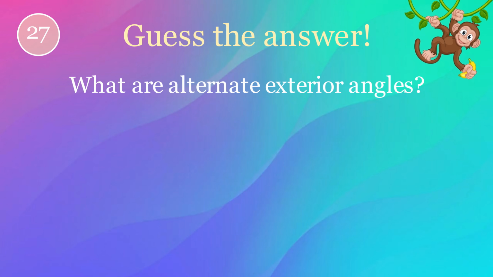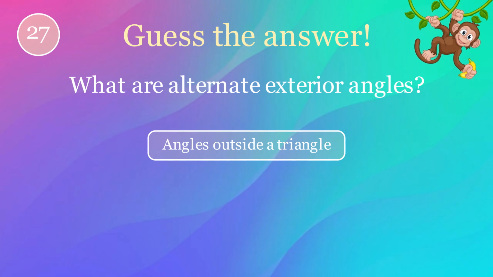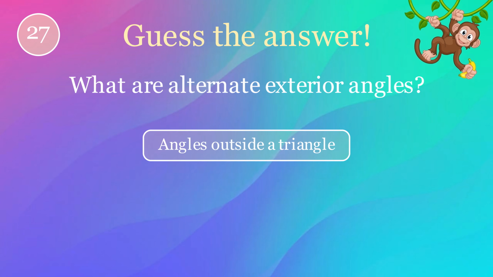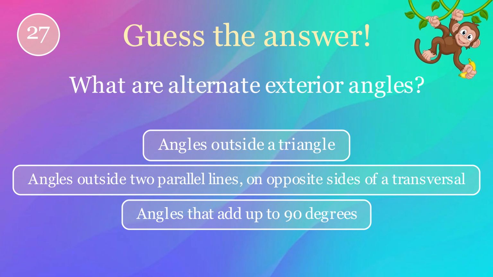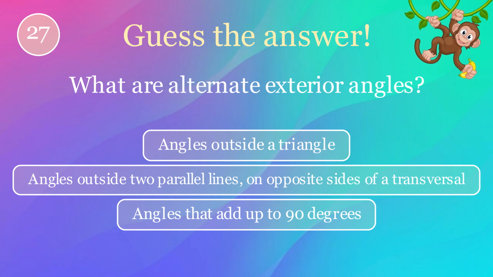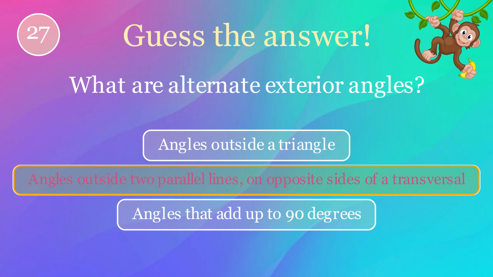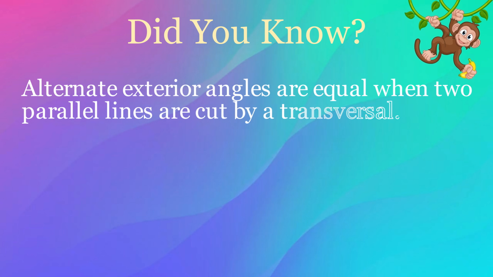What are alternate exterior angles? Angles outside a triangle. Angles outside two parallel lines on opposite sides of a transversal. Angles that add up to 90 degrees. The correct answer is angles outside two parallel lines, on opposite sides of a transversal. Here's an interesting fact: alternate exterior angles are equal when two parallel lines are cut by a transversal.